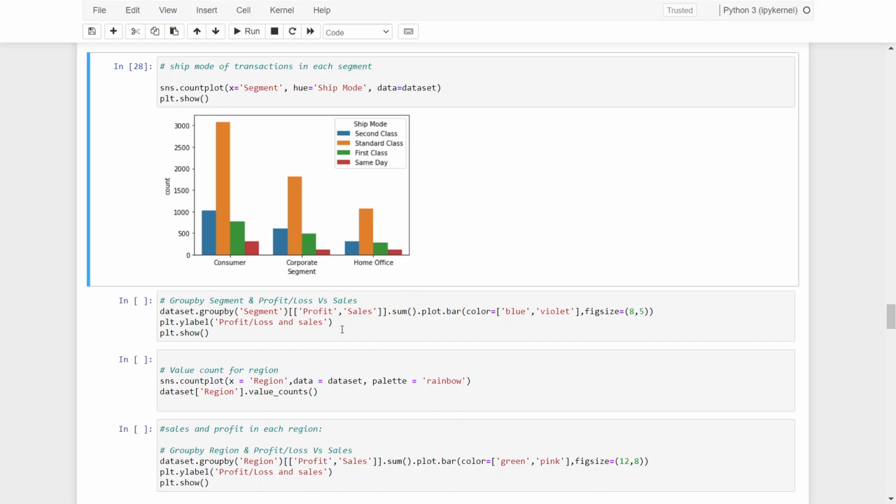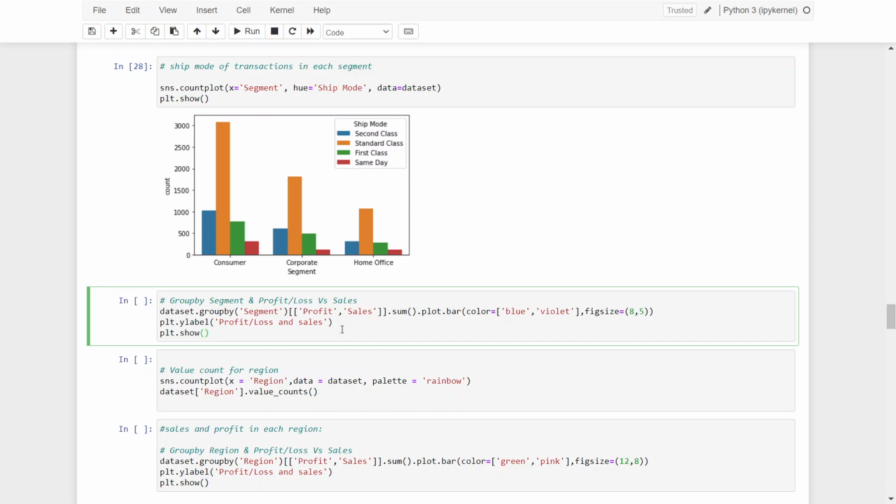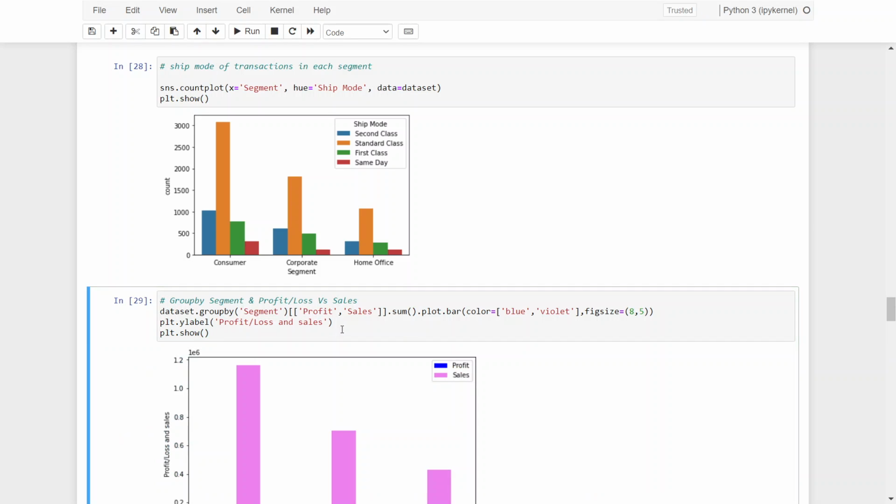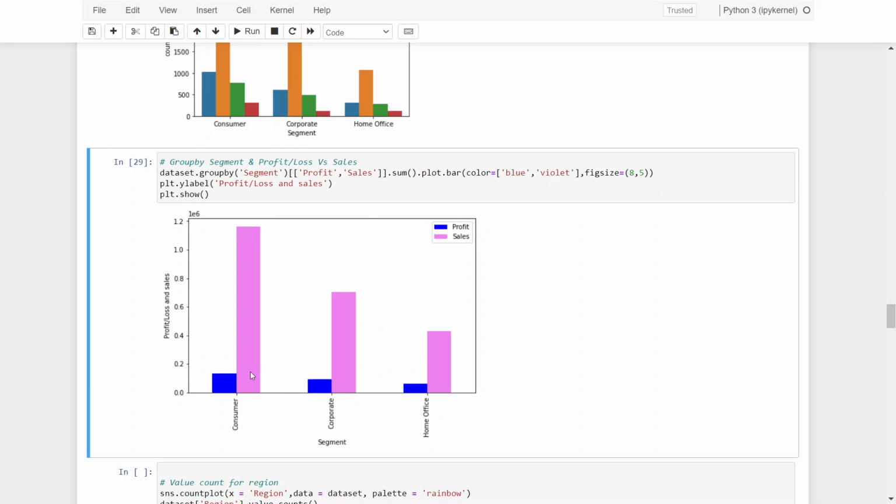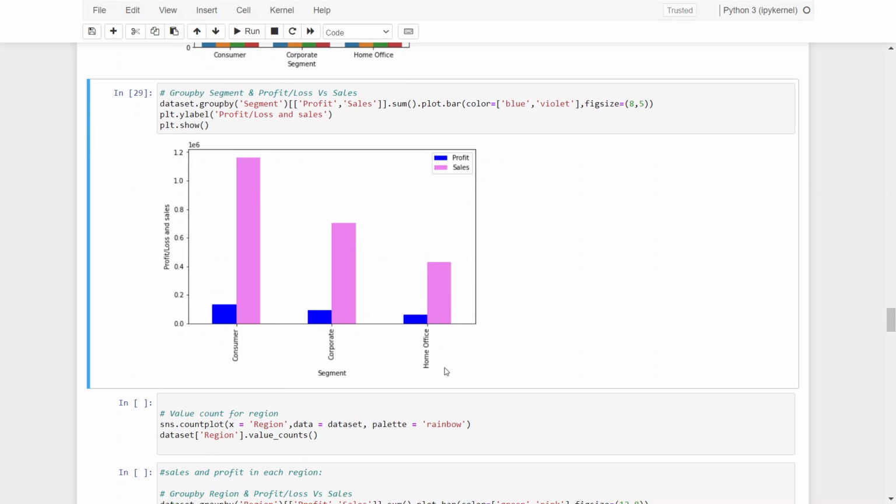Now I am going to run the sales and profits by segment. Yes, these are the sales and profits. You can see more sales and profit in the consumer segment, followed by the corporate segment, and then followed by the home office segment.